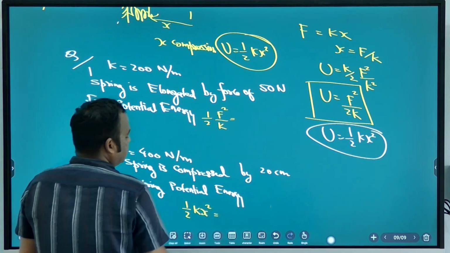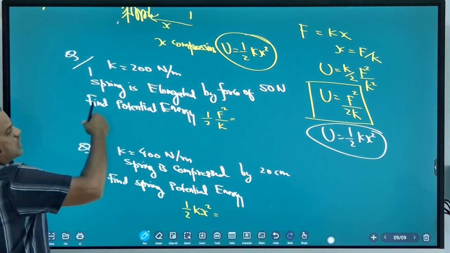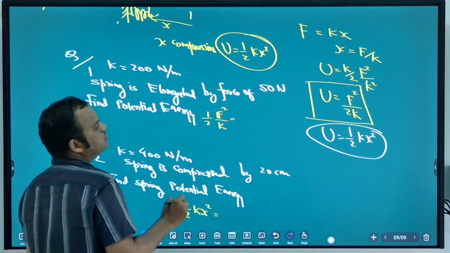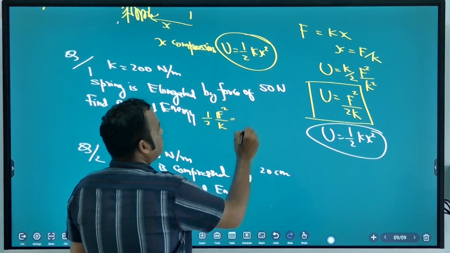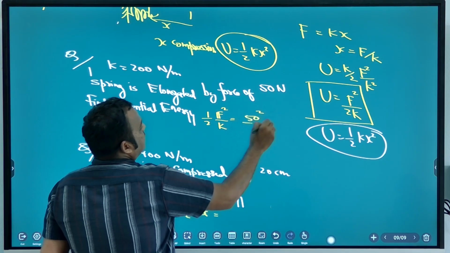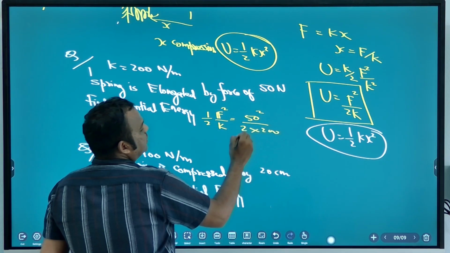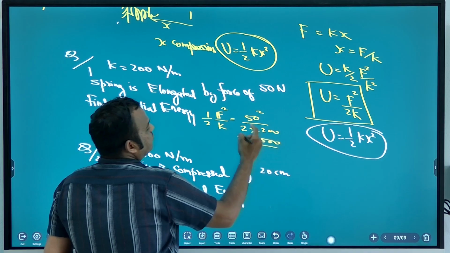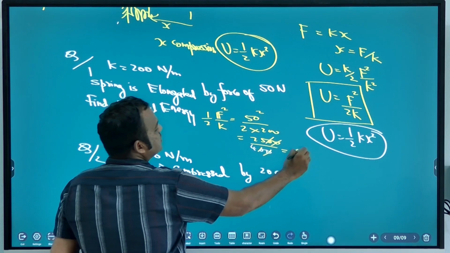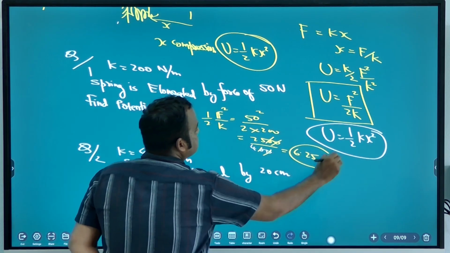Okay, calculate. Tell me your answer. Question number 1, what is the answer? Joule. How much joule? So 50 square by 2 into 200. So 2500 by 400. 100 cancel. 25 by 4. 6.25 joule. Very good, 6.25 joule.